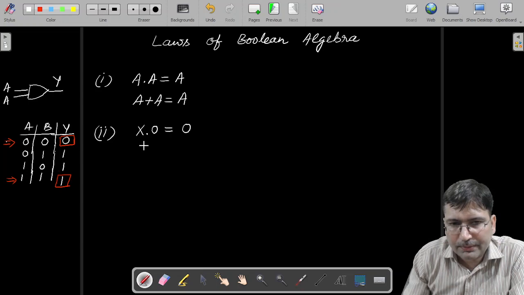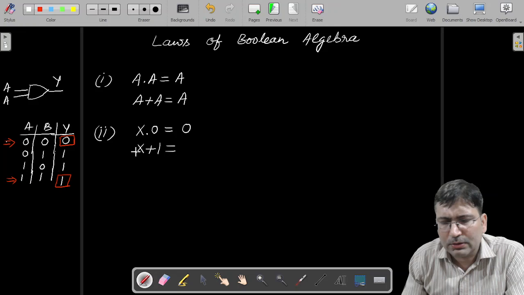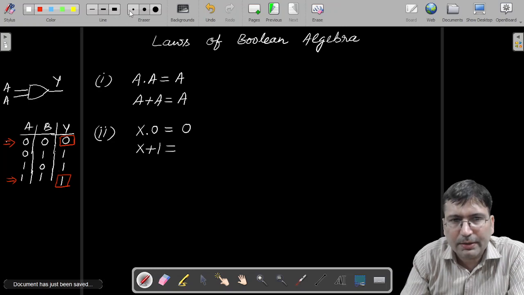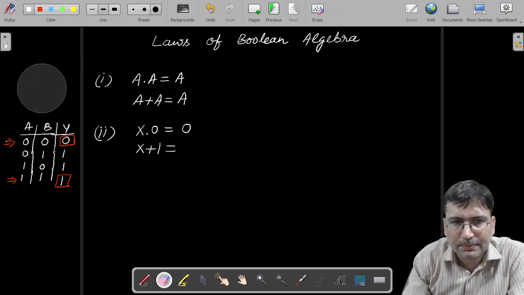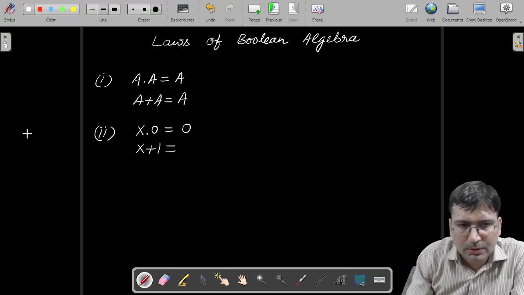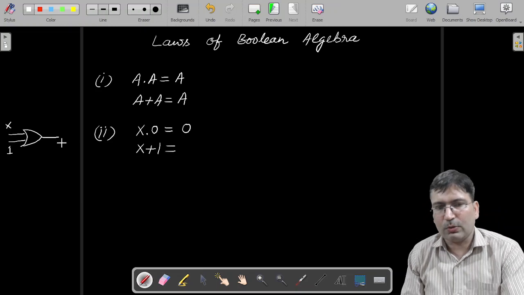Similarly, if you write x plus 1, or x or 1, where x is one of the inputs. Let me clear this. So I'm assuming here there is a two input OR gate. One input I am passing as x, another input is high, that is 1. Now we are trying to predict this particular output.